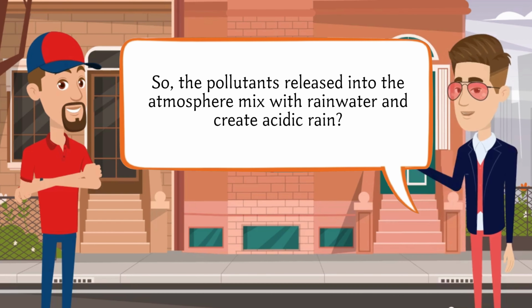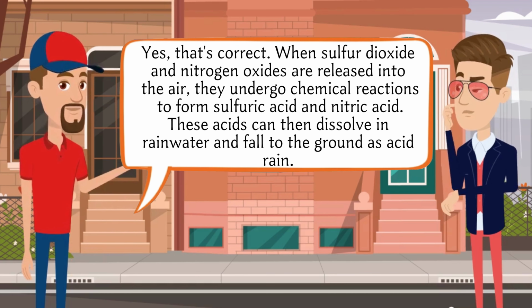So, the pollutants released into the atmosphere mix with rainwater and create acidic rain? Yes, that's correct. When sulfur dioxide and nitrogen oxides are released into the air, they undergo chemical reactions to form sulfuric acid and nitric acid. These acids can then dissolve in rainwater and fall to the ground as acid rain.